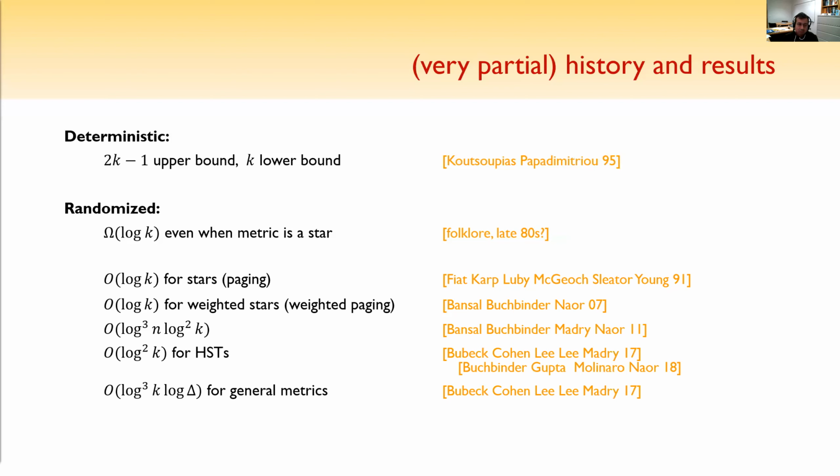So it could be the total number of points in the metric space n, or the aspect ratio of the metric space delta, which is the ratio of the longest edge in the metric space to the shortest edge. But for HSTs, or hierarchically separated trees, we know that there is an algorithm that obtains a competitive ratio of log squared k. And in fact, the results for general metrics are often obtained as a corollary of results for HSTs, because there are general standard results that show that general metrics can be embedded into HSTs, losing only logarithmic factors.